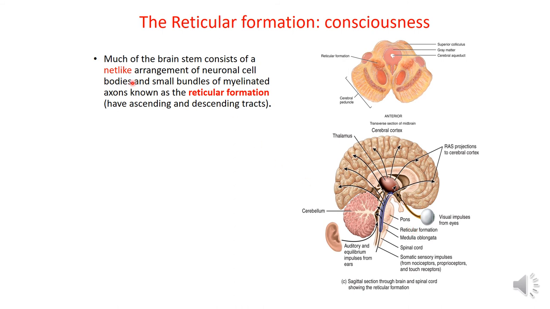So much of the brainstem consists of a net-like arrangement of neuronal cell bodies and small bundles of myelinated axons known as the reticular formation. These are the neurons that form the reticular formation. It has ascending and descending tracts. Ascending tracts go to the different areas of the cerebral cortex. Descending tracts go to the spinal cord.